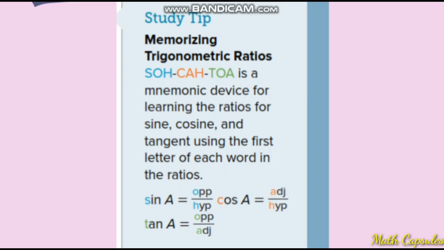Here is a study tip. You can memorize trigonometric ratios by SOHCAHTOA, which is a mnemonic device for learning the ratios for sine, cosine, and tangent, using the first letter of each word in the ratios, like sine A equals opposite over hypotenuse, cosine A equals adjacent over hypotenuse, and tan A equals opposite over adjacent. So you take the first letter from each word.